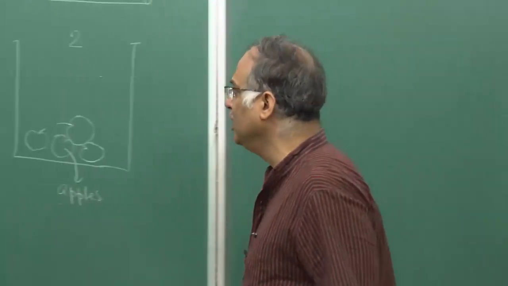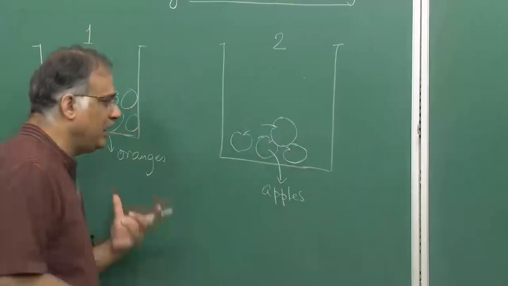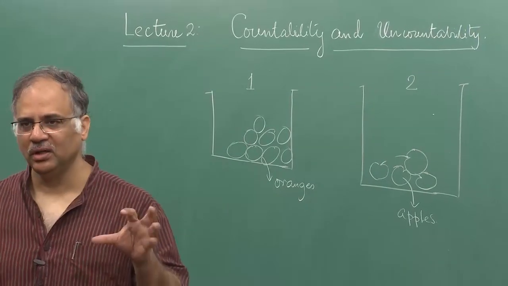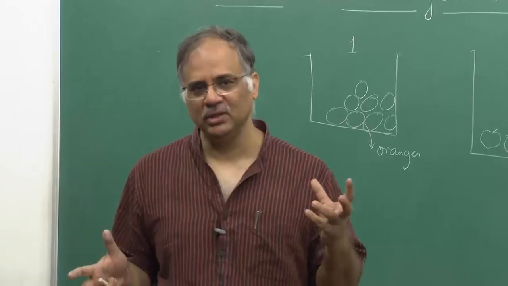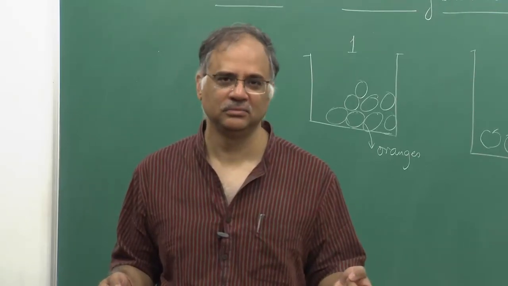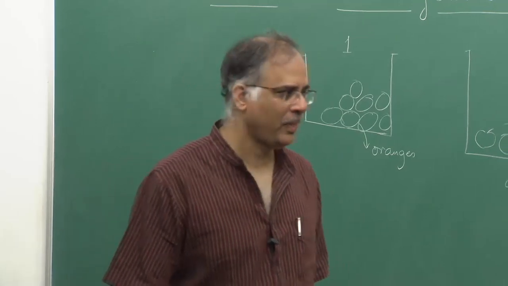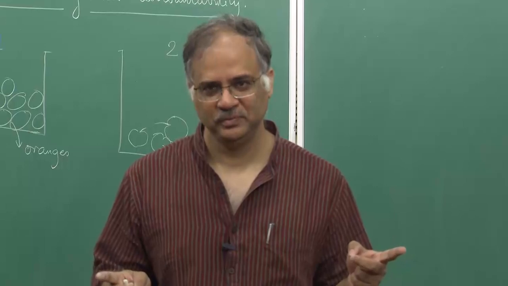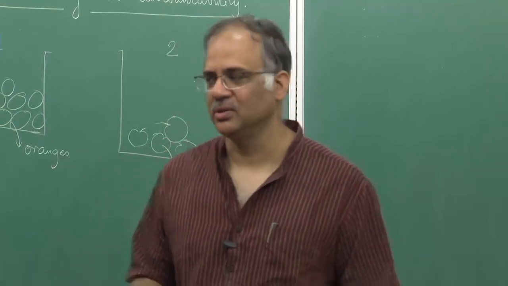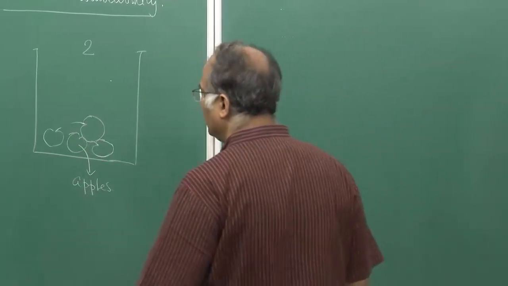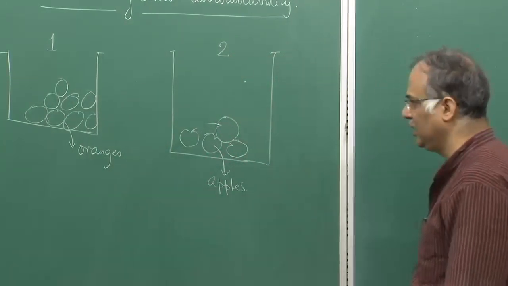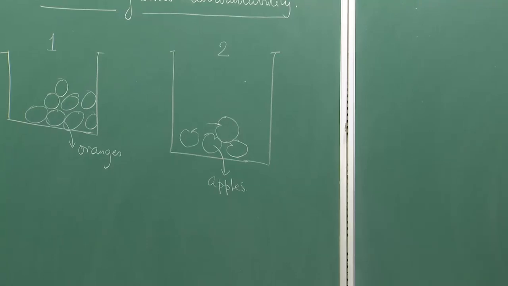So usually when I ask this question, the usual reply is that, okay, we'll weigh these two crates. But you know, with very different amounts of apples and oranges, the crates can weigh the same. Right. And with an equal number of apples and oranges, the crates can weigh different. This is basic physics, because the numbers really don't have to be counted when you are looking for weights. So now the question is, what would you do?